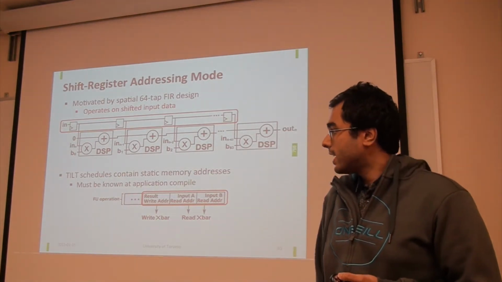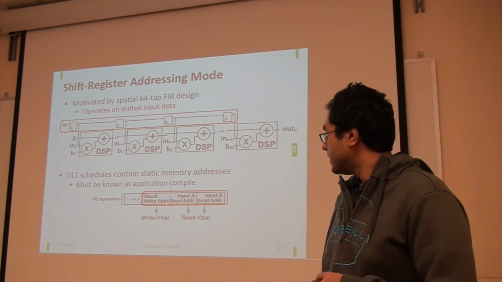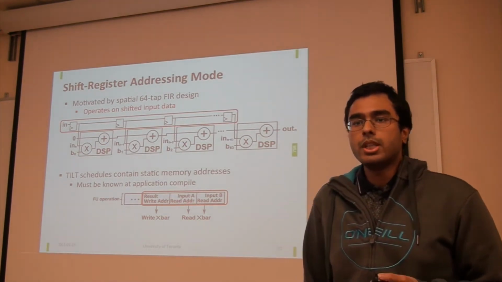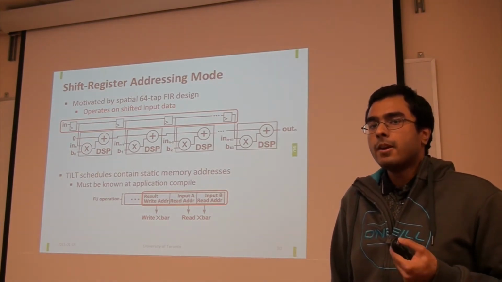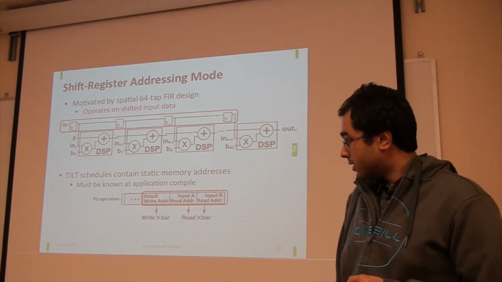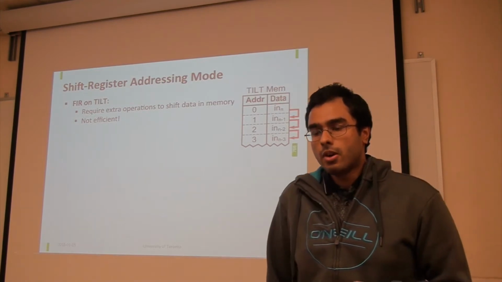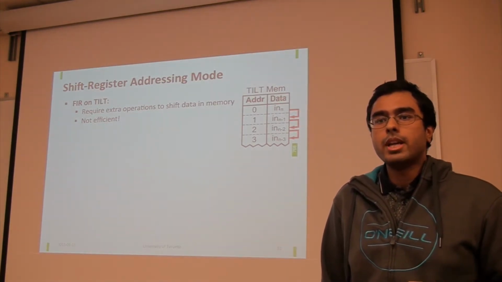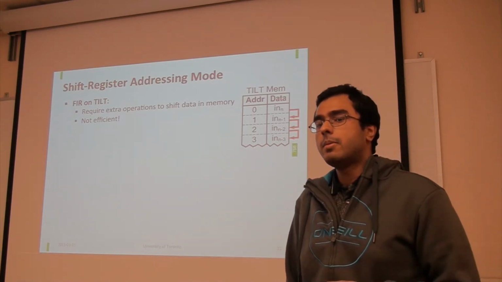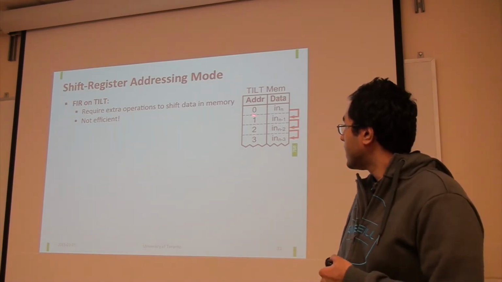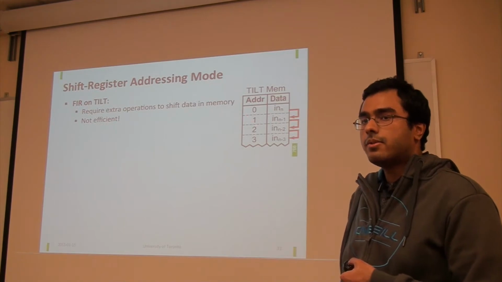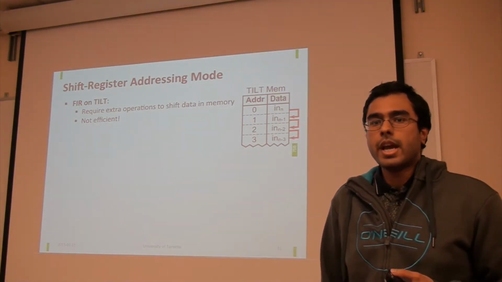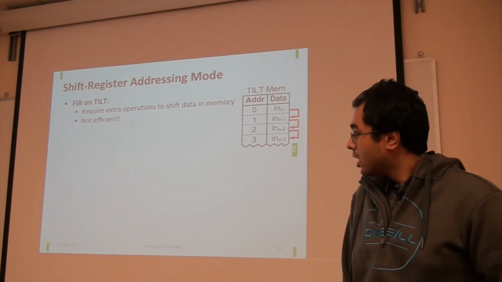Tilt is statically scheduled. This means that these addresses in the tilt schedule must be known at compile time, and that on subsequent iterations of the tilt schedule, the same data memory locations will be accessed. So we can naively implement FIR on tilt with extra FU operations that read the memory location and write that data item to the adjacent memory location, essentially shifting the data as illustrated by this figure. However, this results in a longer tilt schedule than necessary, and it's not very efficient.